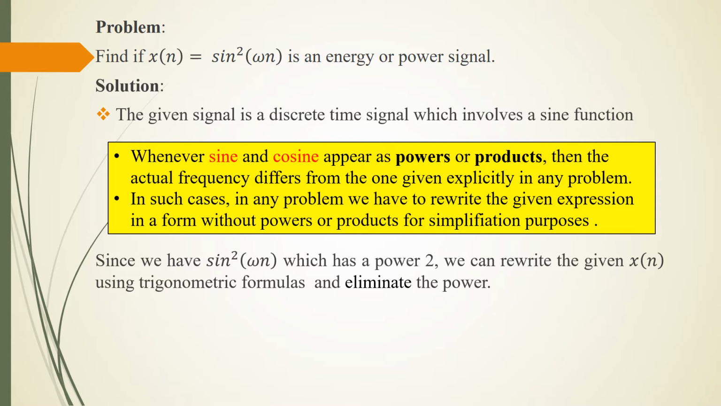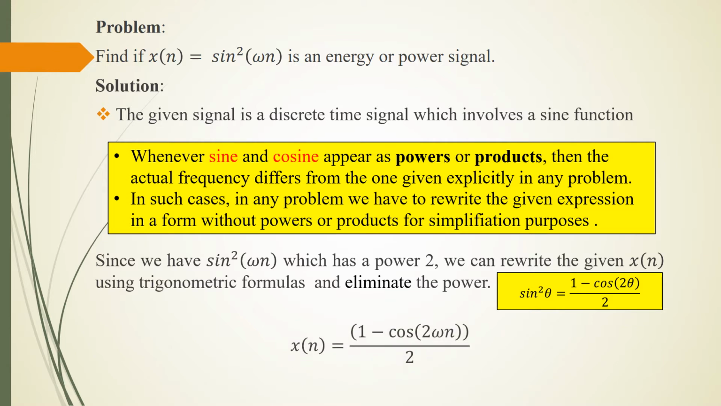In this problem, since we have sin square omega n, which involves a power of 2, we can rewrite the given signal using trigonometric formulas and eliminate this power. So we will use this trigonometric formula: sin square theta is equal to 1 minus cos 2 theta by 2, to simplify our signal. So we can write our signal x of n as 1 minus cos 2 omega n by 2.